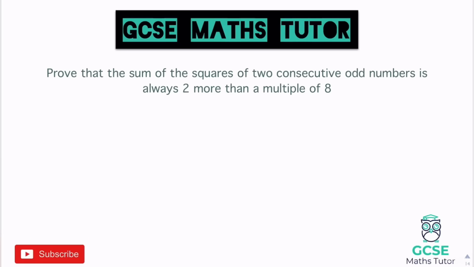On to some algebraic proof. It says prove that the sum of the squares of 2 consecutive odd numbers is always 2 more than a multiple of 8. Now there's loads of different questions on algebraic proof, and again I'll have a video with lots of these different examples, but here's just quite a good one here.